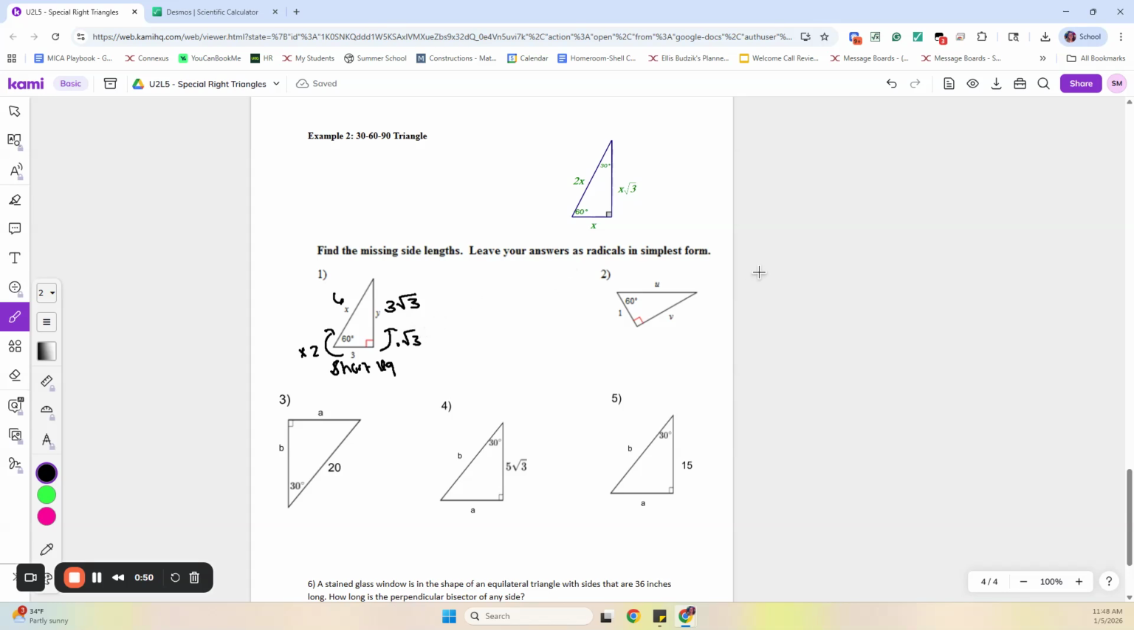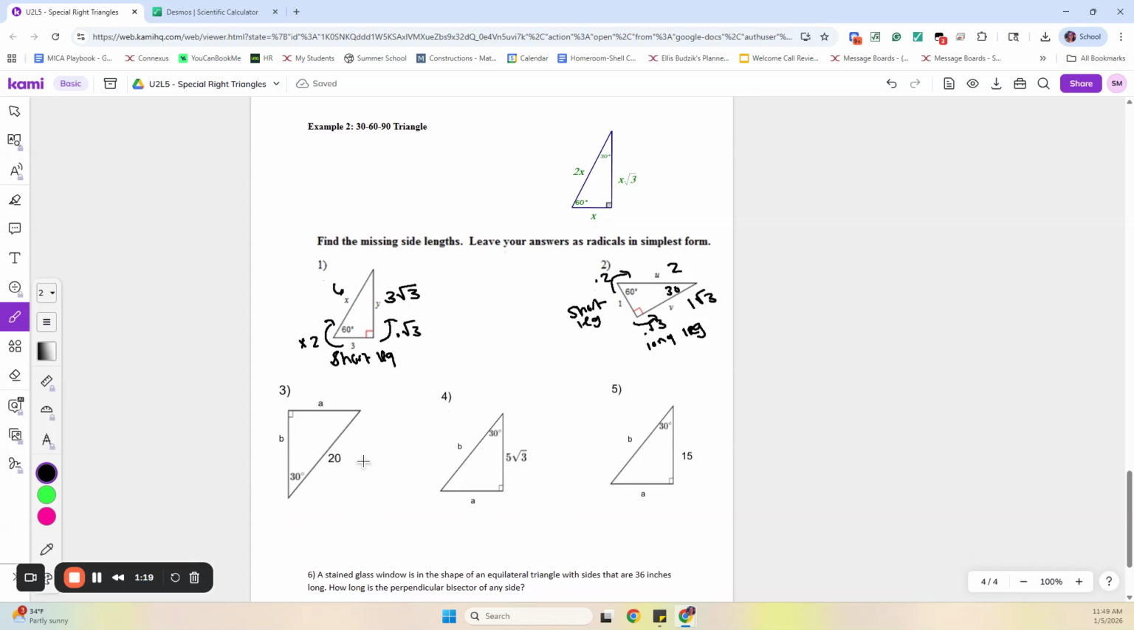For number 2, same thing. I'm given 1. That 1 is actually across from 30 degrees, which means that 1 is going to be my short leg. I'm going to multiply by 2 for my hypotenuse. So 1 times 2 is 2. And then for my longer leg over here, long leg, what we could do is we can multiply by root 3. So 1 times root 3 is just 1 root 3. And that would be my longer leg.